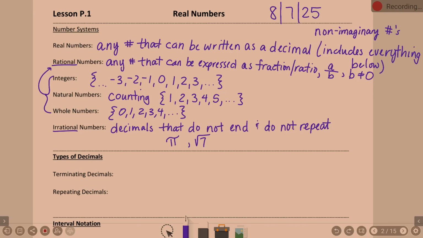All vocabulary that's technically been introduced to you before, right? I know you don't necessarily remember it, but just review. You need to be familiar with your vocabulary there.